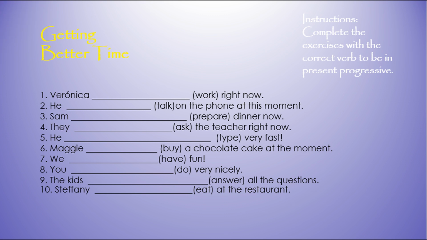Did you know that according to professionals, our brain learns 80% by practicing? Let's get better with the following exercises. You only need to complete the sentences with the missing verb be and the correct form of the verb in parentheses. For example, Veronica worked right now. The verb be for Veronica is "is," and the present participle of the verb work is "working." Therefore, Veronica is working right now.